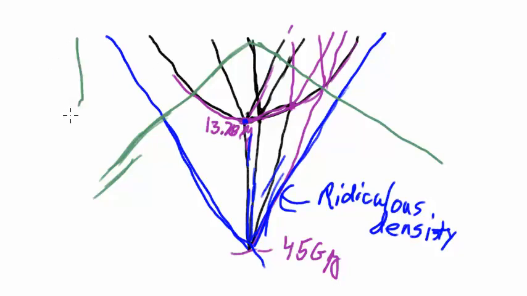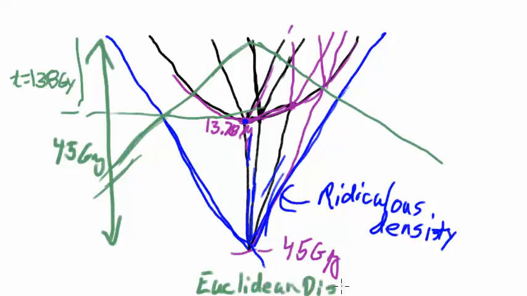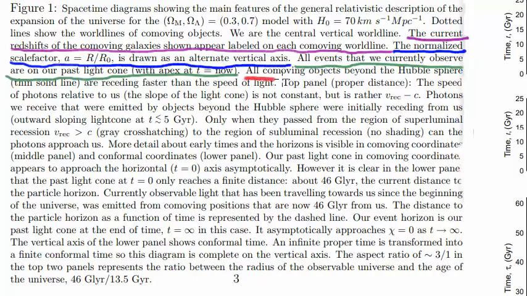The time here, 13.8 billion years, giga years, and the time here is 45 billion years. And this would be called the Euclidean distance, going from say here to here. That's the Euclidean distance. Next line says, all co-moving objects beyond the Hubble sphere, the thin solid line, are receding faster than the speed of light.